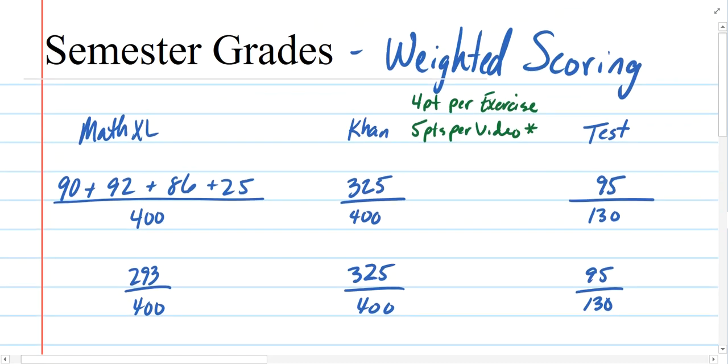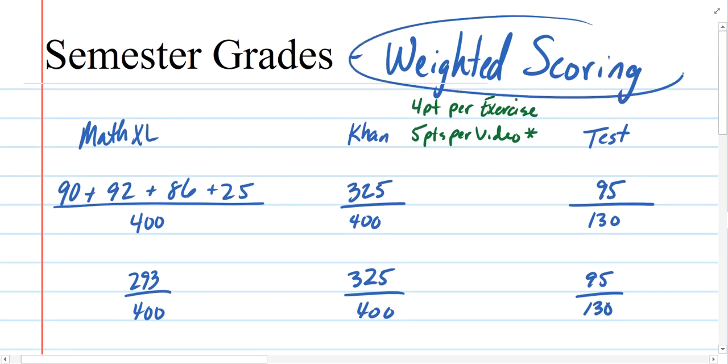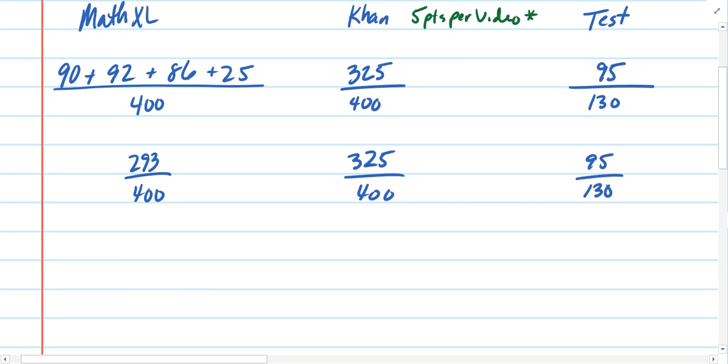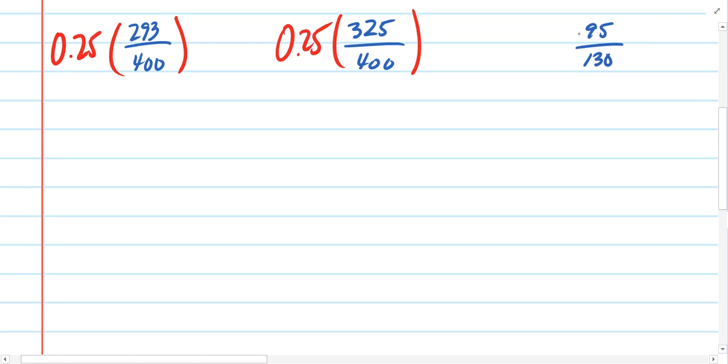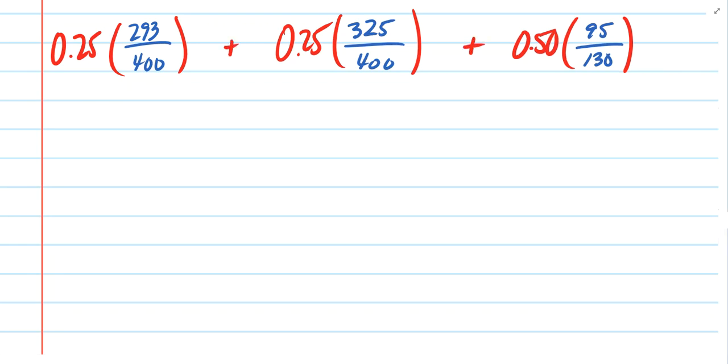And so this idea of weighted scoring simply means we're applying a weight to these resulting percentages. Our Khan Academy and Math Excel are both weighted at 25%, whereas our tests and exams are worth 50% of the unit score. And we would just simply have to add those together.